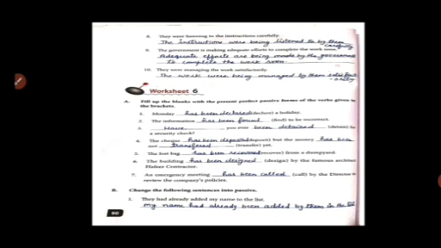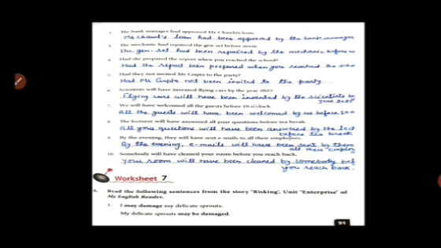Change the following sentences into passive. They had already added my name to the list. This is the past perfect tense, and when we convert the past perfect tense into passive form, we use had been V3. My name had been... My name is the object and we convert object into subject. My name had already been added by them in the list.